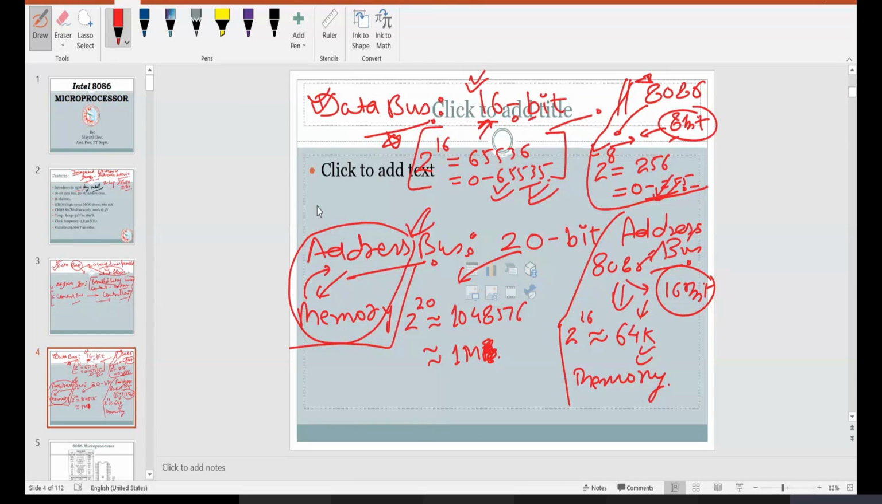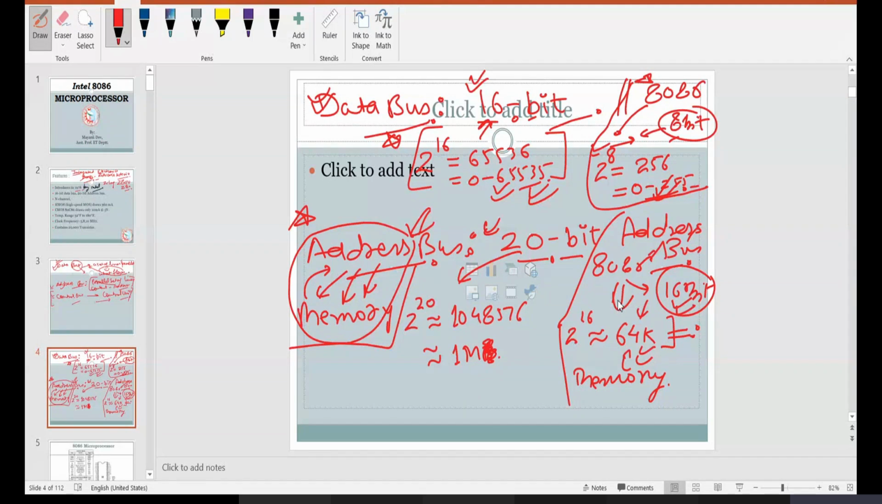But a different bus has a different phenomenon. The address bus is totally related with memory. All the memories have addresses, and generating those addresses, connecting to them, and fetching the data from them is the job of the address bus. In the case of 8086, the address bus is 20-bit. In the case of 8085, it was 16-bit. So 2 raised to power 16 is 65536, which in memory terms we call 64K. This is the memory we can interface.